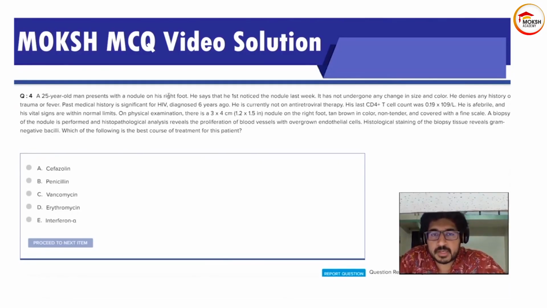A 25-year-old man presents with a nodule on his right foot. He says that he first noticed the nodule last week. It has not undergone any change in size and color. He denies any history of trauma or fever.